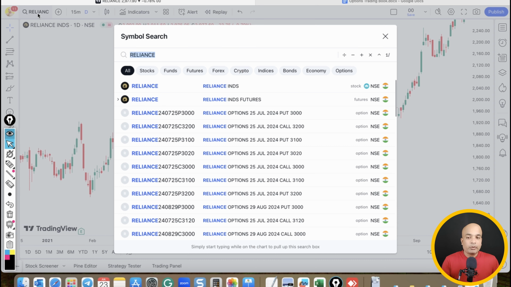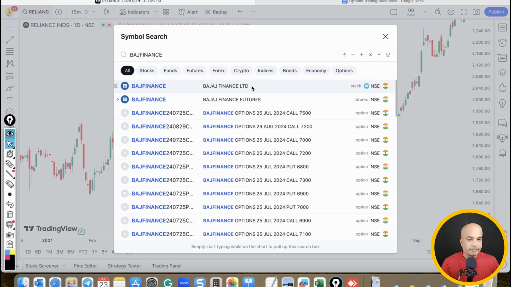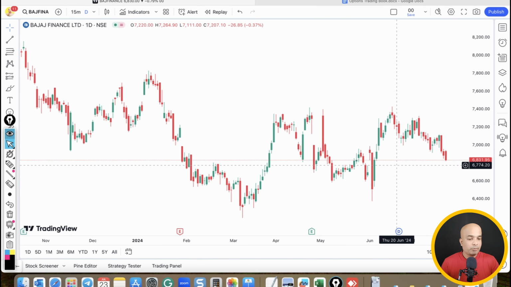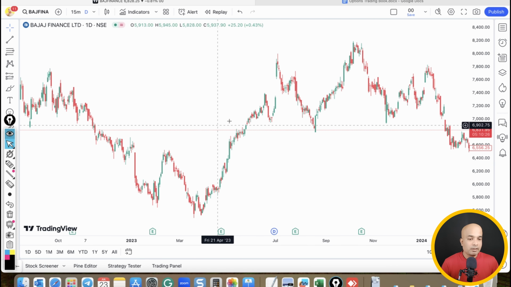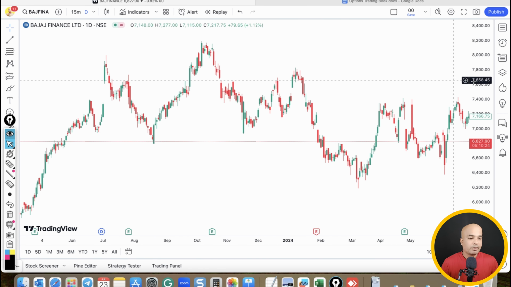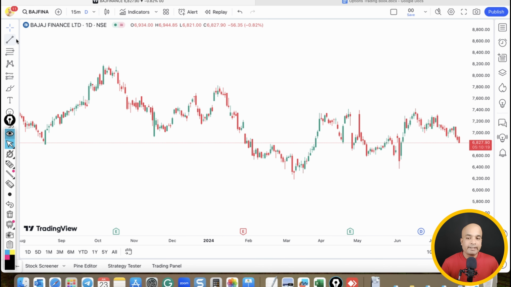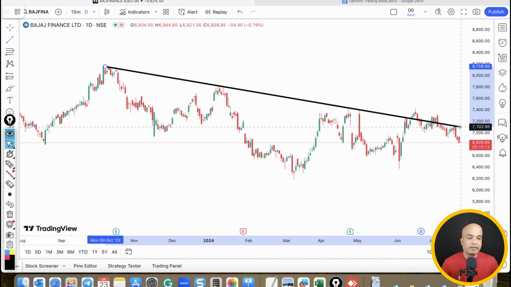Okay, we'll do one thing. We'll go to some other stock. For example, I'll go to Bajaj Finance chart. If I go to Bajaj Finance chart, if I draw a trend line like this, I can start from here, I can draw it from here, I can connect like this, right?